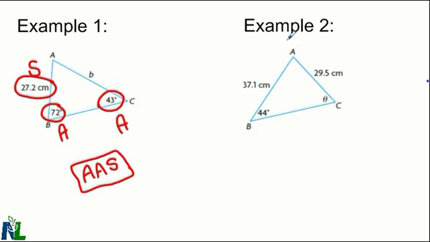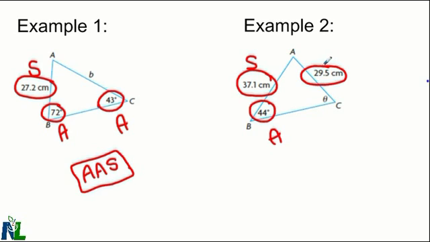In example 2 here, I'm going to start by also circling the information that's given to us. I circle this length right here, which is a side length. Right here, we have an angle measure. And here we have another side length. So the condition we have in this case is side, side, angle, and that tells us that we have to use the law of sines.